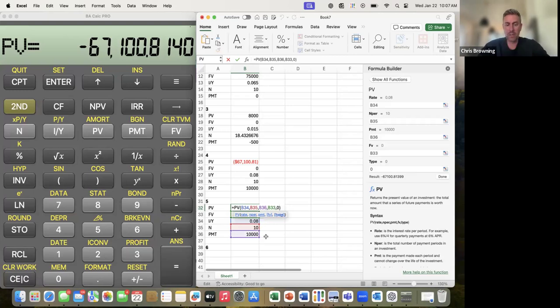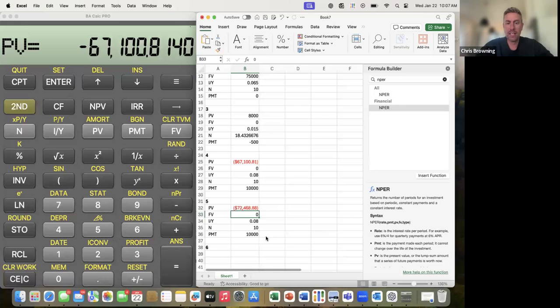Okay, so all we need to do here is change our type to where the $10,000 payment takes place at the beginning of the period. Once we do that, we can just hit enter. And it gives us our new answer, $72,468. So why do we need more money up front if the distributions are going to take place at the beginning of the year? Well, the answer is pretty simple, right? I'm losing a compounding period.